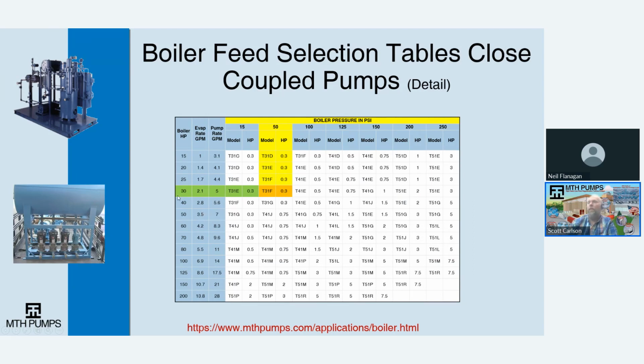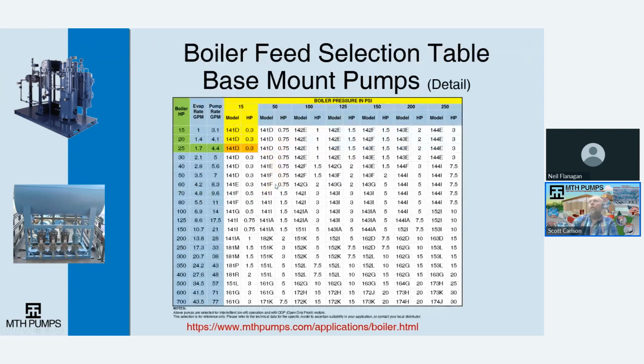In this example, we have a 30 horsepower boiler, and it's running at 50 psi in the system. So a T31F on a 3rd horsepower motor would be able to maintain all the water needed in that boiler. Some of our base-mounted flex coupled pumps start getting into some of the larger numbers here.